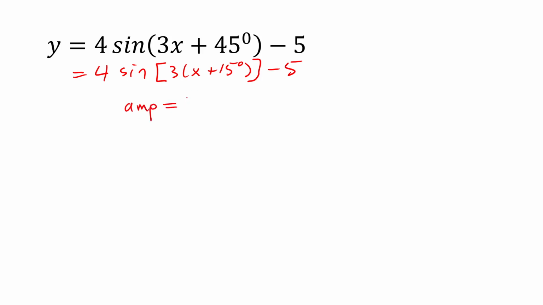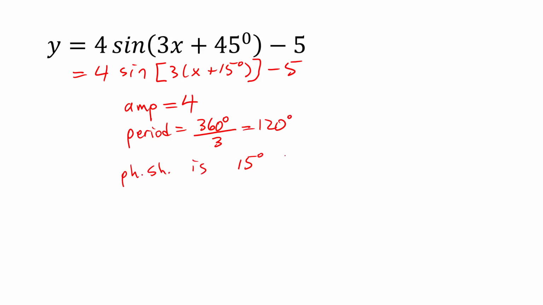Now the amplitude is the absolute value of A, the absolute value of 4 is 4. The period is 360 degrees divided by the absolute value of K. Well, the absolute value of 3 is 3. 360 over 3 is 120 degrees. The phase shift is going to be 15 degrees to the left, and the axis of symmetry is going to be at y equals -5.